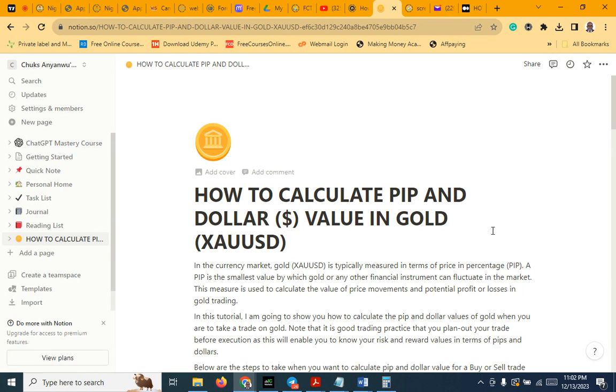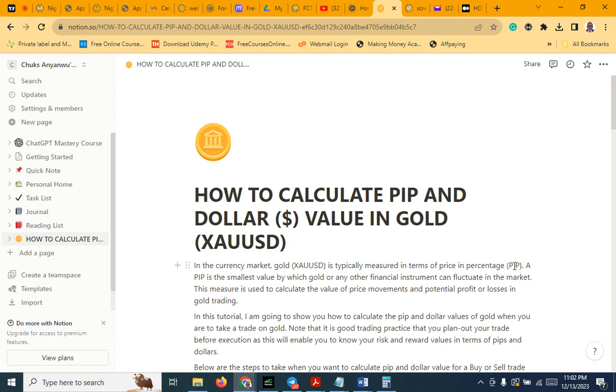As you know, gold is not calculated the way you calculate other currencies. Other instruments like Euro USD or Euro JPY, those other currency pairs, you don't calculate them the way you calculate gold. Gold has a very tremendous impact in its movement. Anytime it wants to move, it moves very strongly.